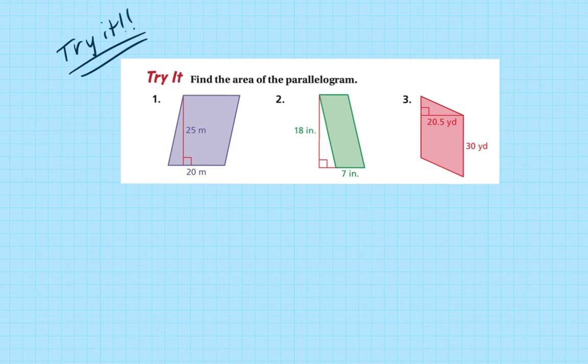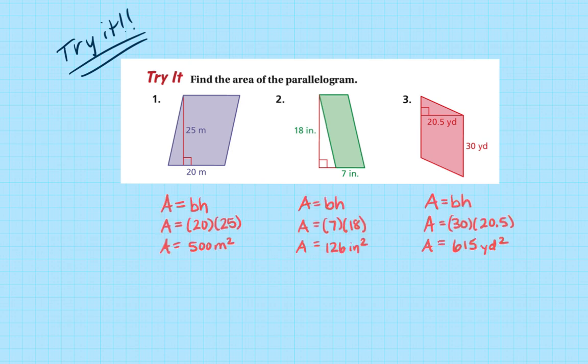All right, here's a few try it problems. I want you to try these on your paper, and then once you're finished, you go ahead and pause it. Once you're finished, then the answers will be there. All right, for number 1, the answer is A equals 500 meters squared. Number 2, area equals 126 inches squared.